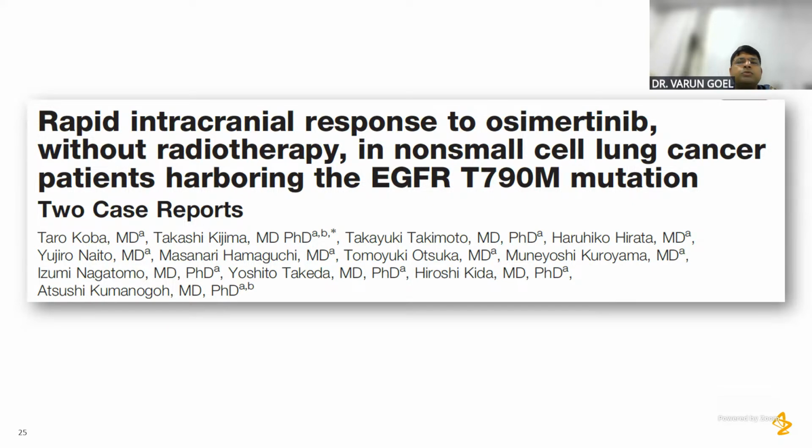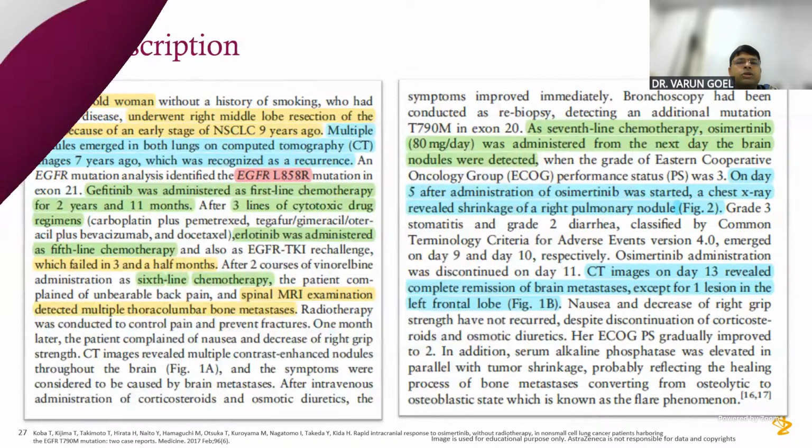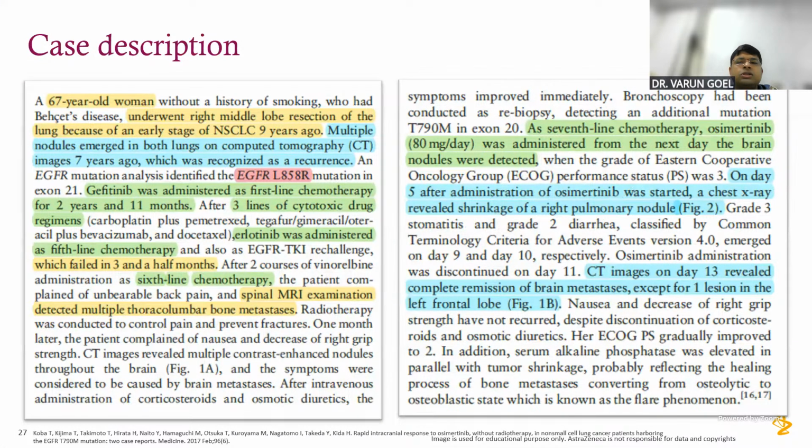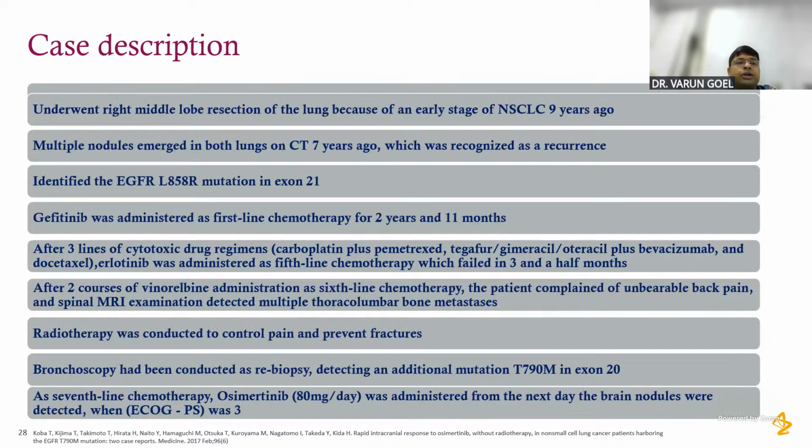Rapid intracranial response to osimertinib without radiotherapy in an NSCLC patient harboring EGFR T790M mutation. 2 case reports have been published. One case is a 67-year-old female in which EGFR L858R mutation was there. Initially gefitinib was given, anlotinib as a 5th line chemotherapy, but later osimertinib was started even after multiple lines of therapy. On day 5 of osimertinib, chest X-ray revealed shrinkage of right pulmonary nodule, and complete remission of the brain mets was seen even on day 13.